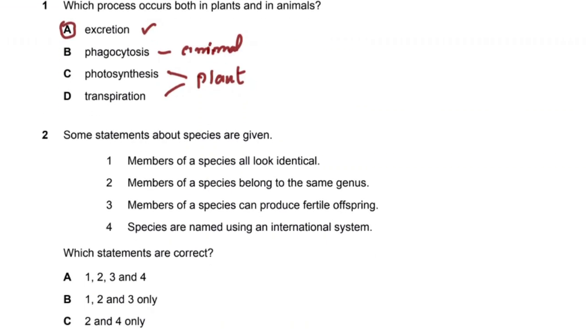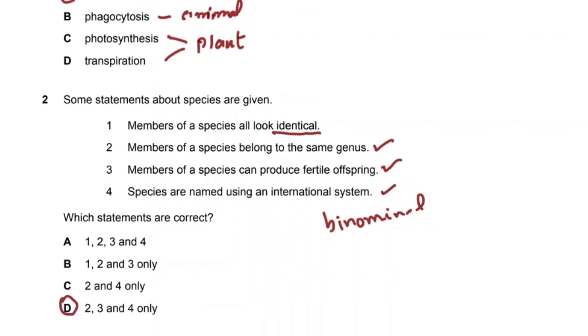Some statements about species are given. The members of a species are all identical. It's not necessary that all members are identical. The members of a species belong to the same genus. Yes, this is right. The members of a species can produce fertile offspring. Yes, this is also right because this is the definition of species. Species are named using an international system which is called binomial classification. So binomial is the system. So the answer will be D.